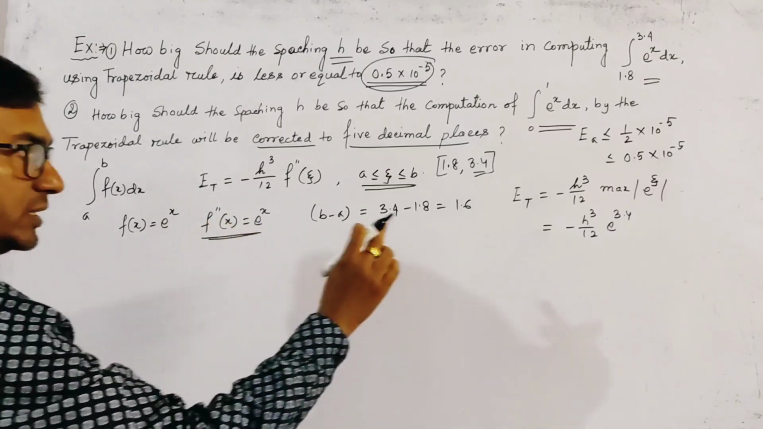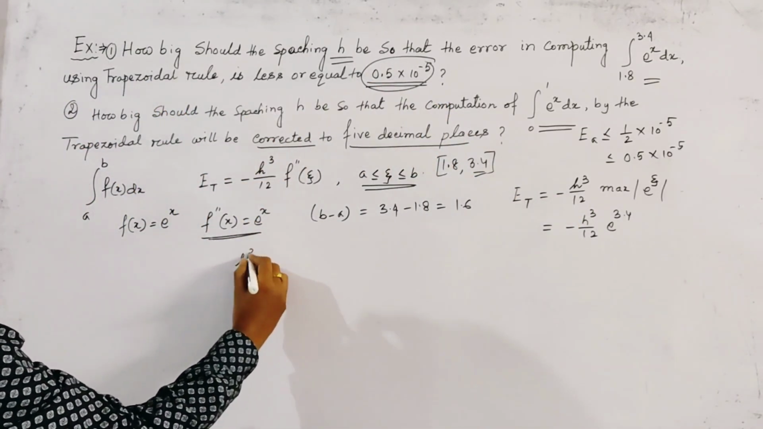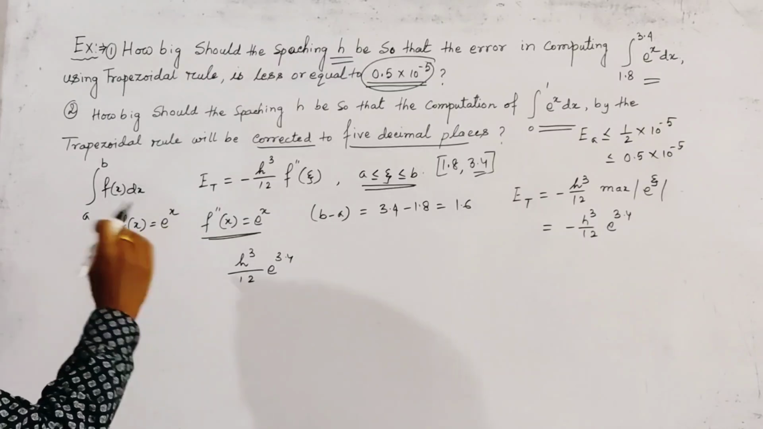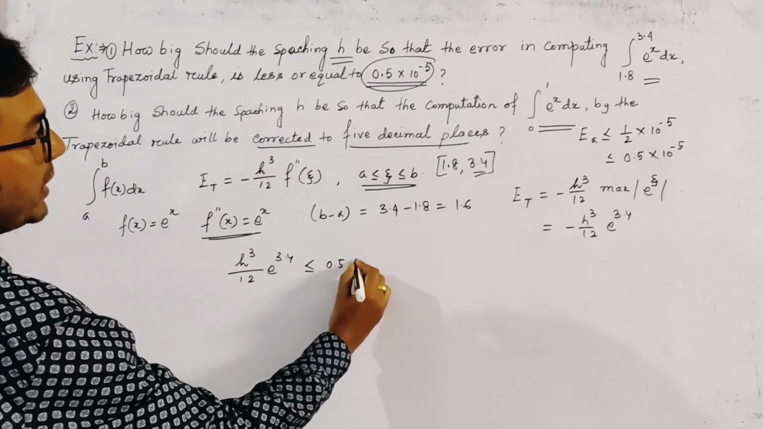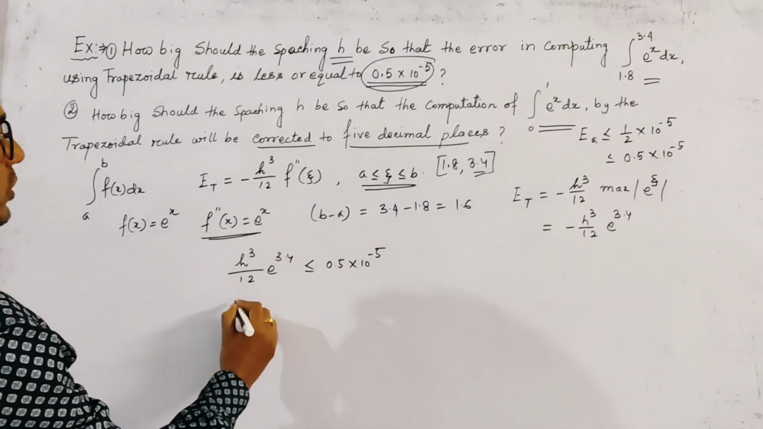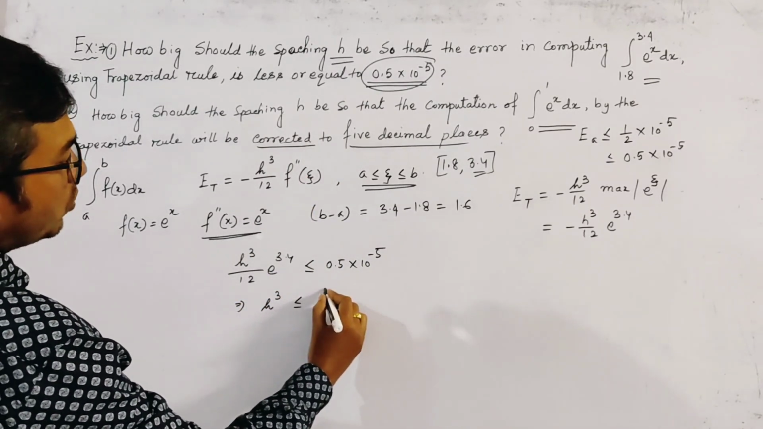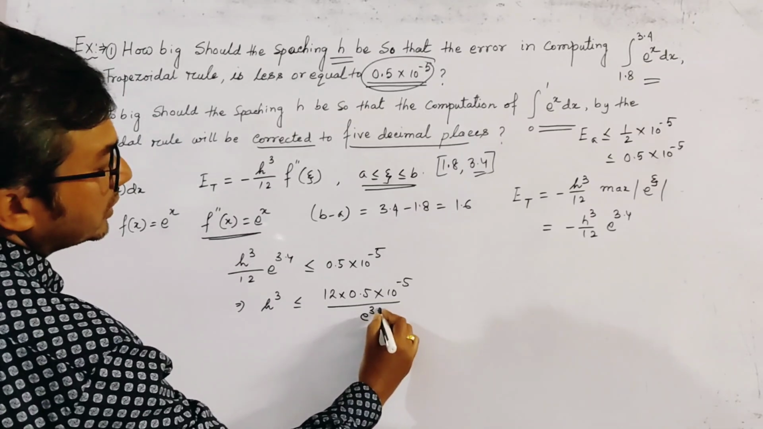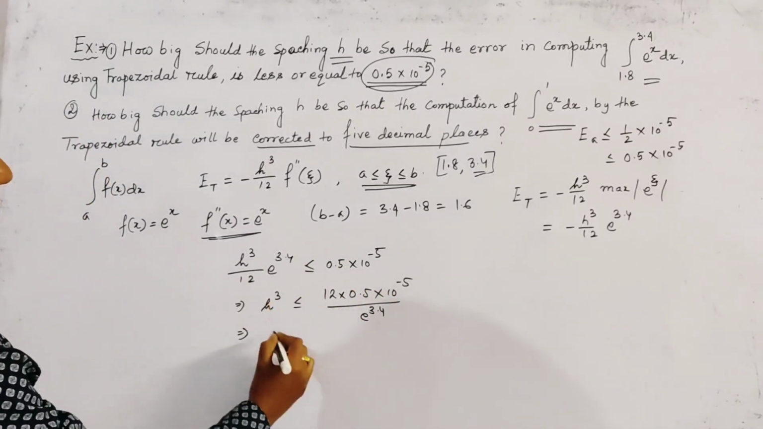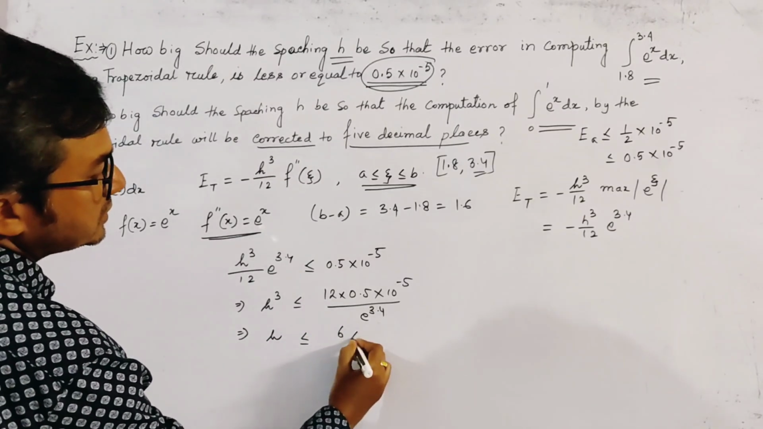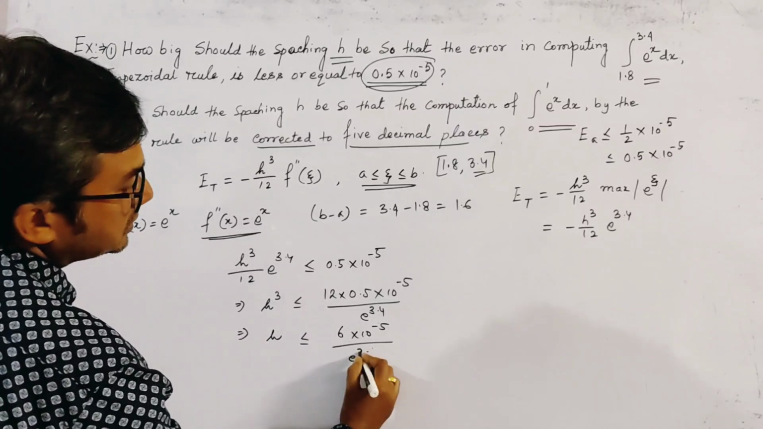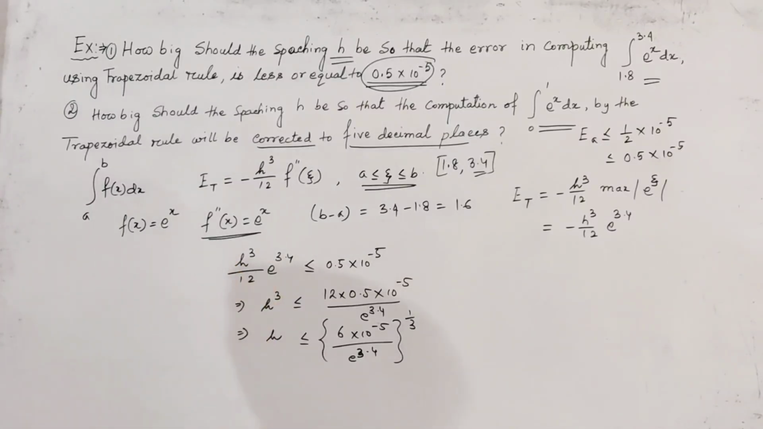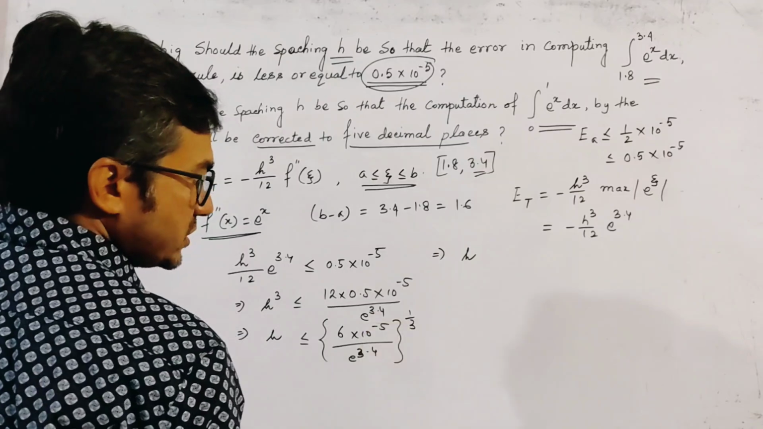Now our condition to find the value of h is h cube by 12 into e to the power 3.4, taking the error in positive sign, less than or equal to 0.5 into 10 to the power minus 5. So we get h cube less than or equal to 12 into 0.5 into 10 to the power minus 5 divided by e to the power 3.4. This gives h less than or equal to (6 into 10 to the power minus 5 by e to the power 3.4) whole to the power 1/3.